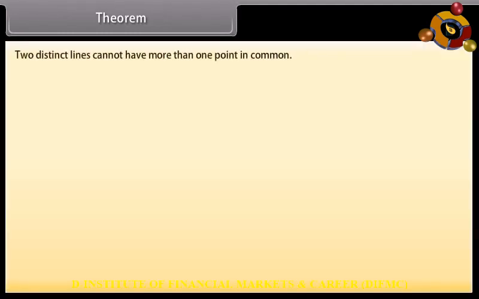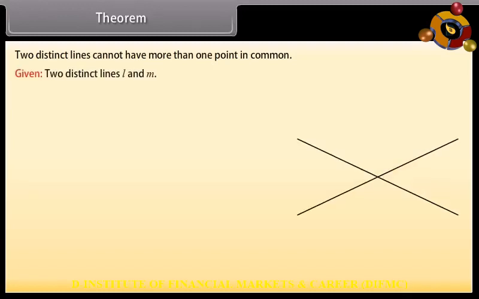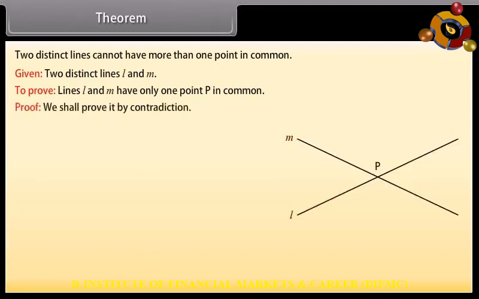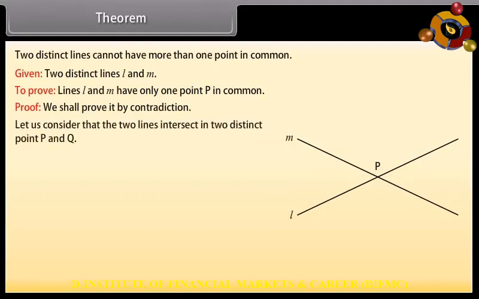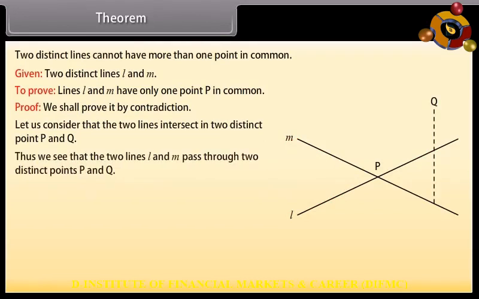Theorem: two distinct lines cannot have more than one point in common. Given two distinct lines L and M, we have to prove that lines L and M have only one point P in common. Proof. We shall prove it by contradiction. Let us consider that two lines intersect in two distinct points P and Q. Thus, we see that the two lines L and M pass through two distinct points P and Q.